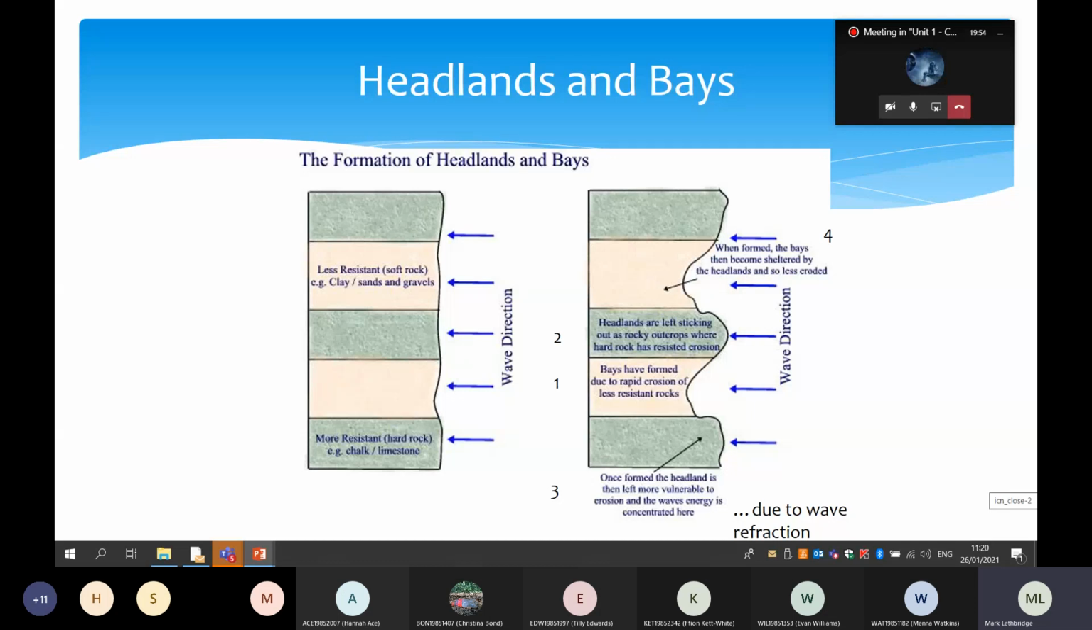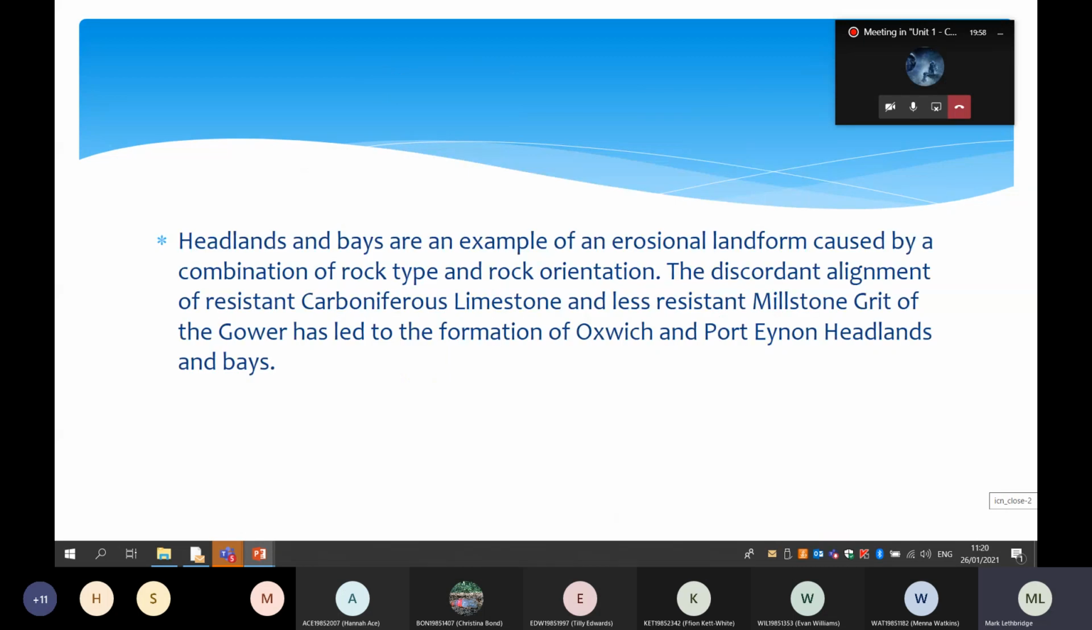Now, obviously, you would need to add a little intro to it. So what you could use is something along the lines of this. This will all make sense in a second when I put it up as a big question. If you were asked in an exam, just like the question before, "making reference to one or more examples, explain the formation of headlands and bays on our coastlines," you could start off with something like: headlands and bays are an example of an erosional landform caused by a combination of rock type and rock orientation.